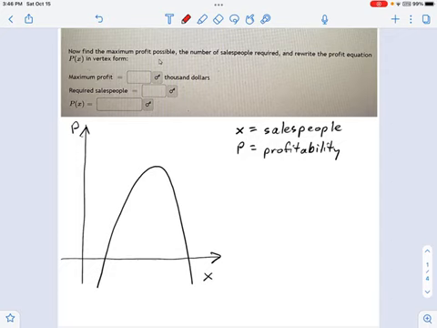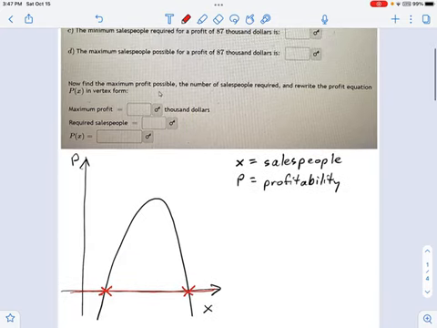So I'm going to draw a line at P equals 0 going straight across. And I want to know, where are these x-intercepts, essentially? I want to know, where does the line, the red line of profitability, intersect with my equation? You may be more familiar with the idea of x-intercepts. That's essentially all we're doing here.